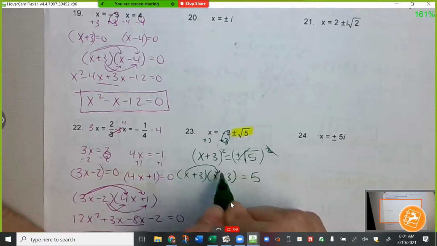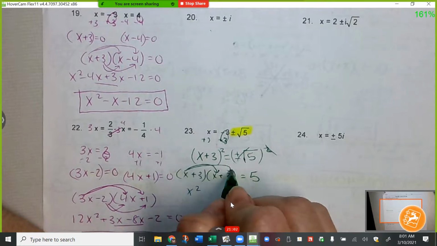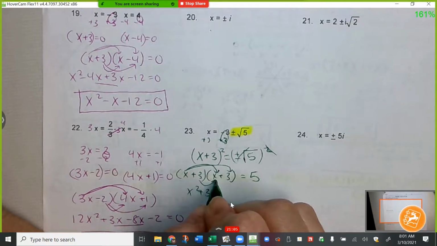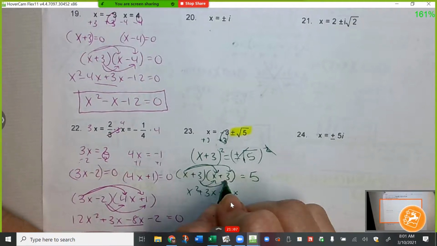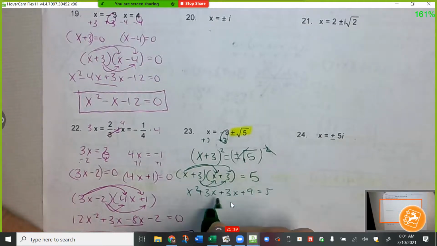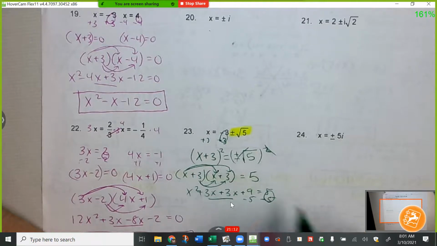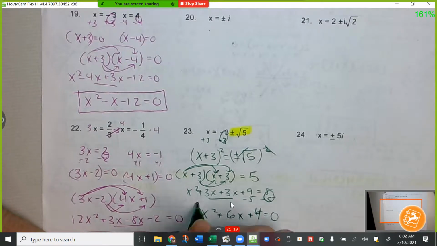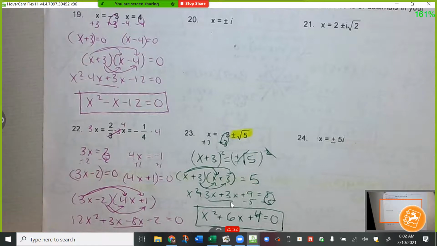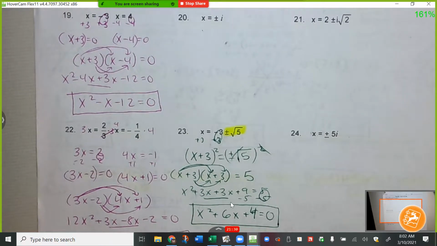X times x is x squared. X times 3 is 3x. 3 times x is 3x. 3 times 3 is 9. Combine like terms and get it equal to 0. Almost added that wrong. Okay, and then I'll do number 21.